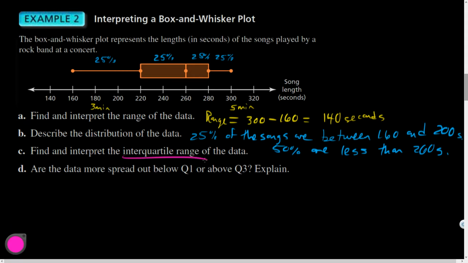So let's see. Interquartile range. So IQR is going to be the difference between here and here. So 280, I agree, minus 220 is 60.